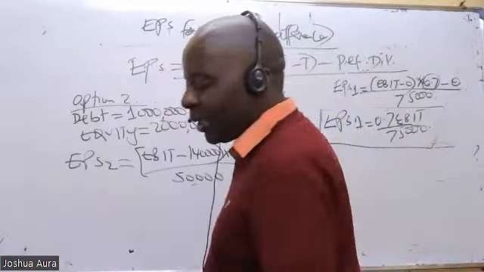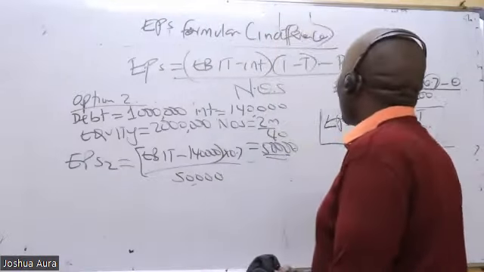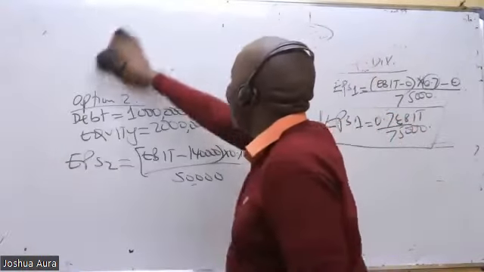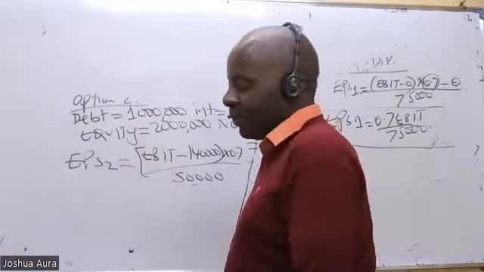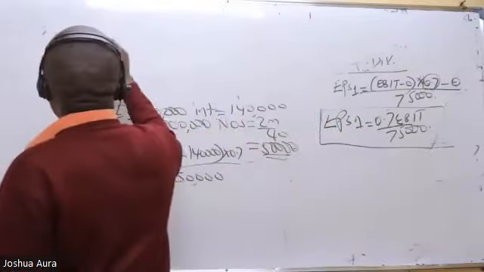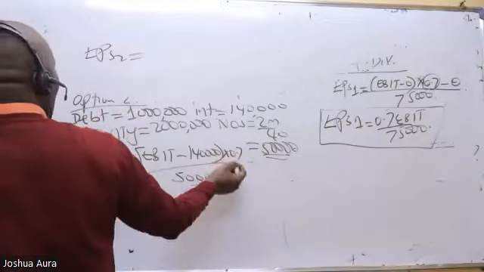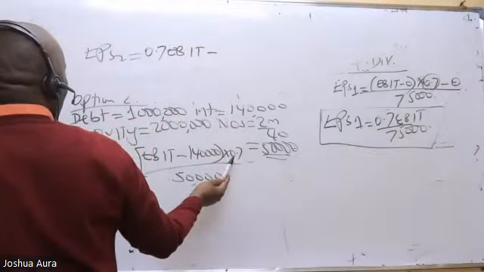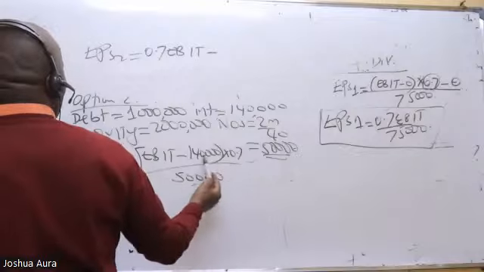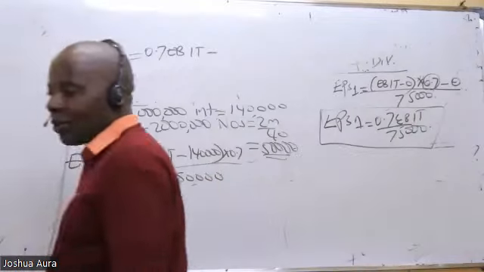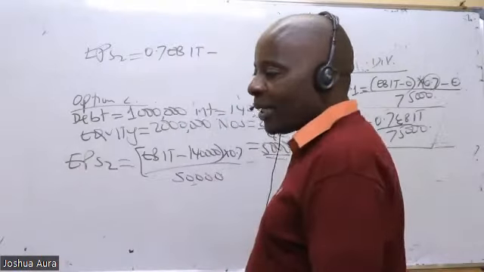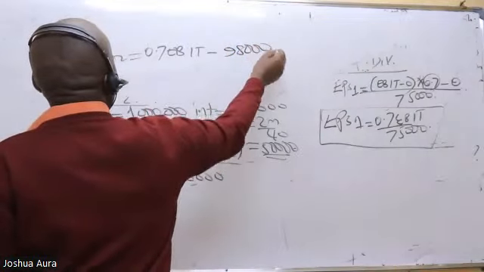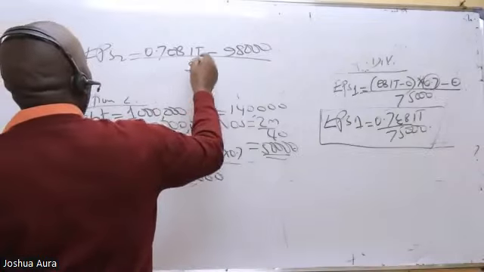So then go ahead and open brackets for us. When you open brackets, EPS 2 will be equal to this, where 0.7 will multiply against each of these. So what is 0.7 times 140,000? According to John Massey, Jackie Ochola, and Saimo Devi, it is 98,000, divided by 50,000.